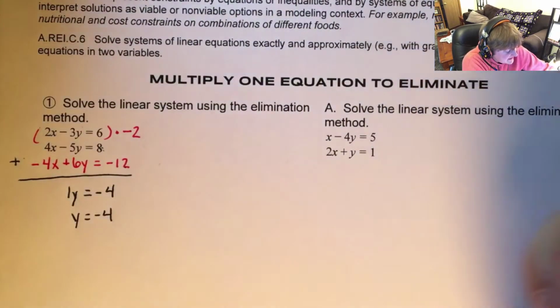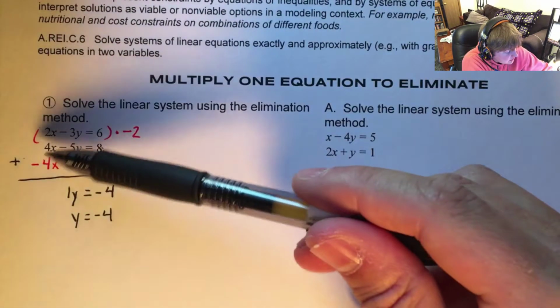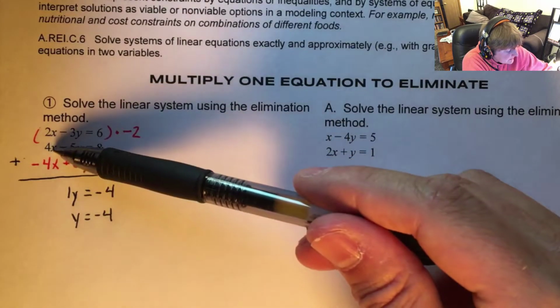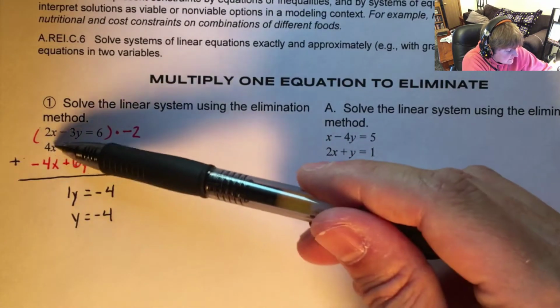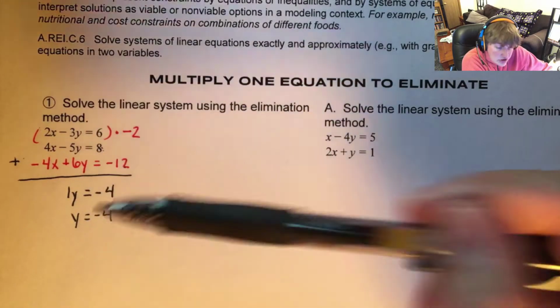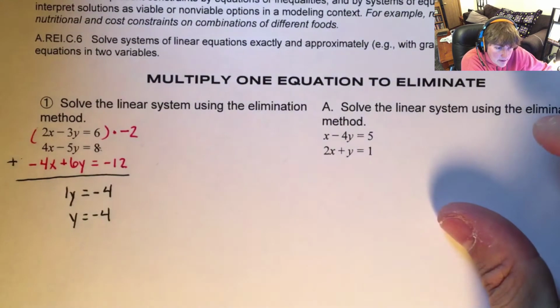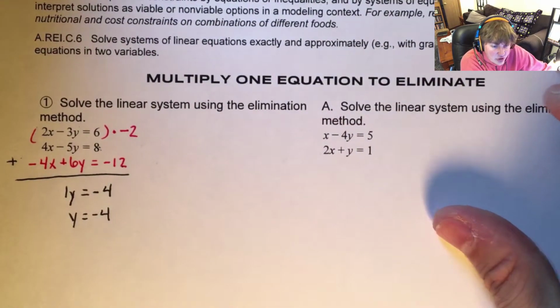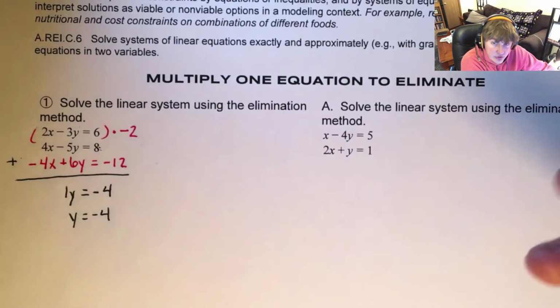Okay, so this is basically what you're trying to do. You're trying to create opposites by multiplying parts up. And then when you add them, the variables are going to cancel out, and you're going to be left with one variable and some numbers. Then you just have to do a little bit of solving. As always, you don't want to just find one variable. You need to find the other.